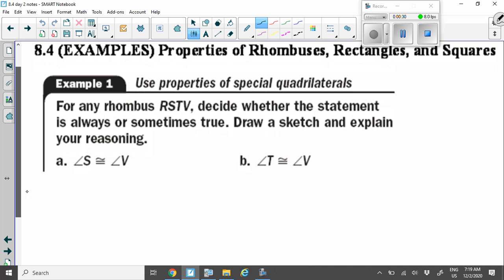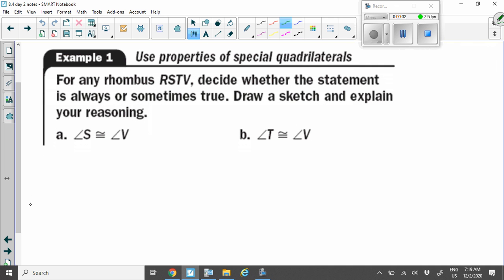So the first thing we really need to do is just draw a sketch of a rhombus to see what this will look like with our angles. Okay, so we have RSTV. You can really start at any angle. I'm going to start here, but remember you need to go in order. So I have R, then S, T, and then V. You could have started in that corner if you wanted to, and then go S, T, V, but you just need to make sure you go in order.